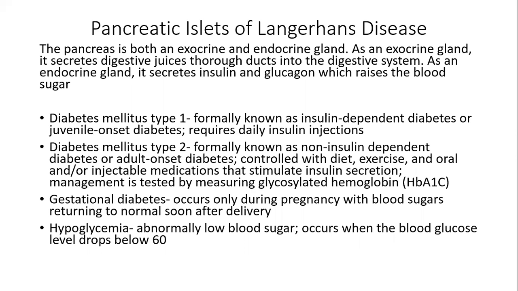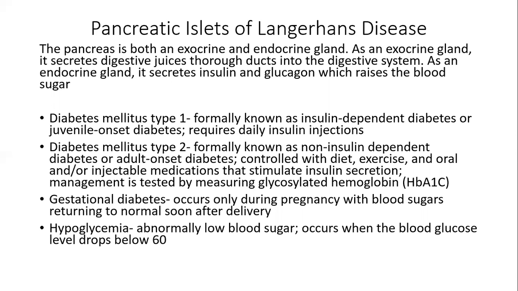Diabetes mellitus type 1 is formerly known as insulin-dependent diabetes or juvenile onset diabetes. It requires daily insulin injections. Diabetes mellitus type 2, formerly known as non-insulin dependent diabetes or adult onset diabetes, is controlled with diet, exercise, and oral and/or injectable medications that stimulate insulin secretion. Management is tested by measuring glycosylated hemoglobin, which is abbreviated as HbA1c.